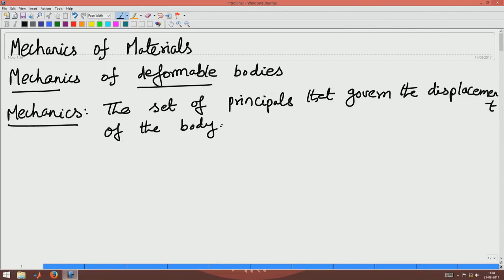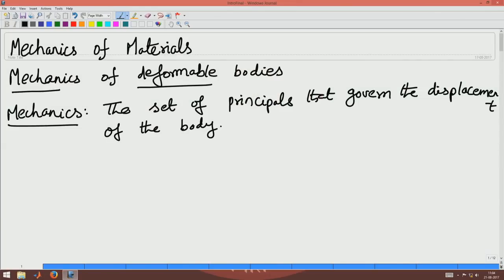Okay. You would have had a previous course in mechanics called engineering mechanics, where you would have dealt with the mechanics of rigid bodies. In contrast to rigid bodies, what we are going to look at now is deformable bodies. So, let us understand what we mean by a rigid body.